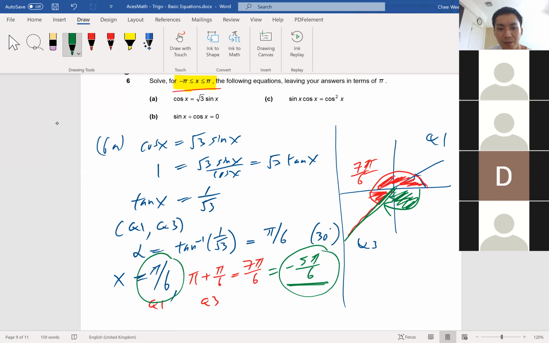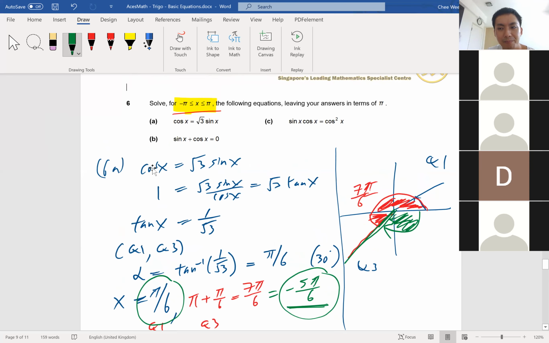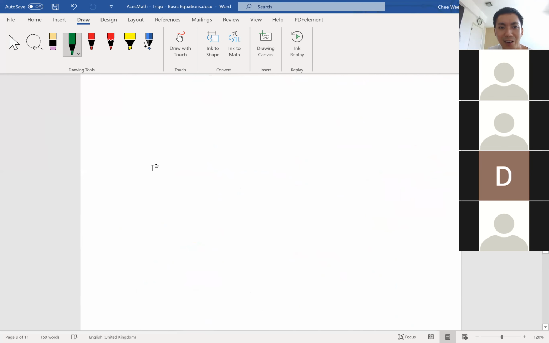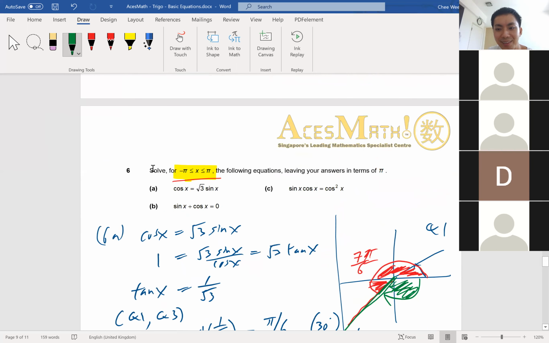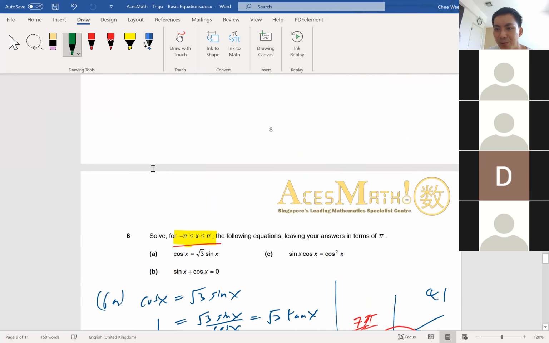How come for the first step you divided everything by cosine? Because I thought just now you said that we cannot divide everything. In this case, when you divide, it's not the same as Howard's way of doing. Howard's way just now was a cancellation. I'm not doing any cancellation here. You get what I'm saying?